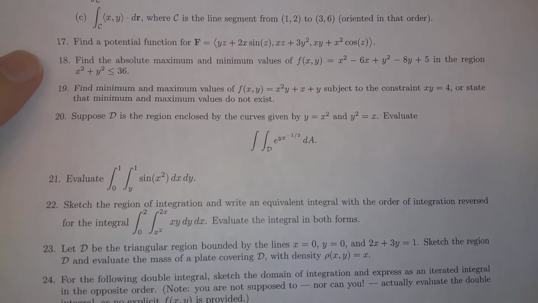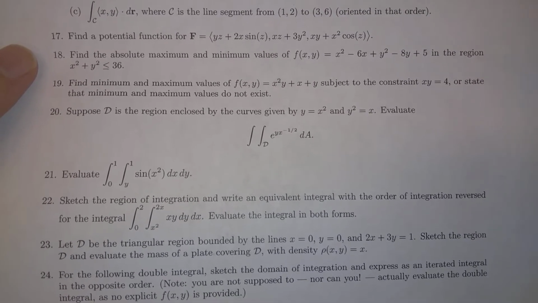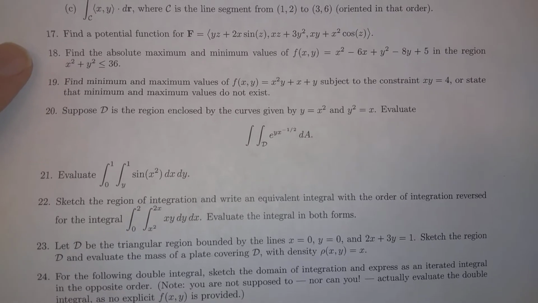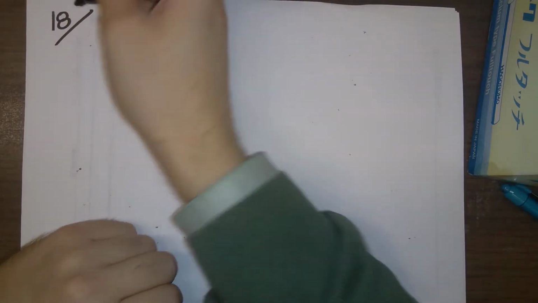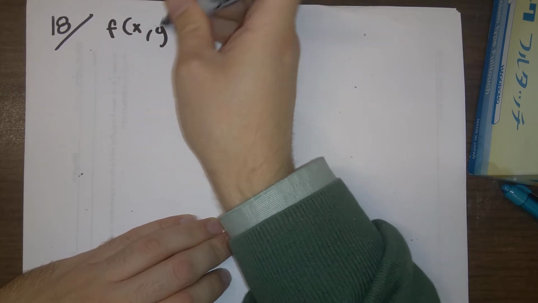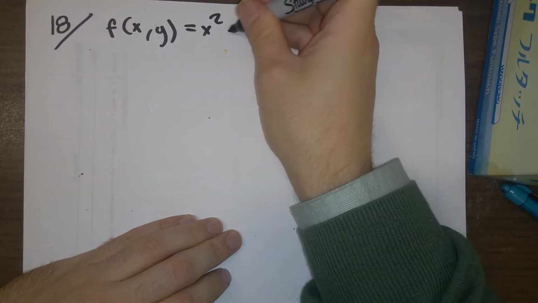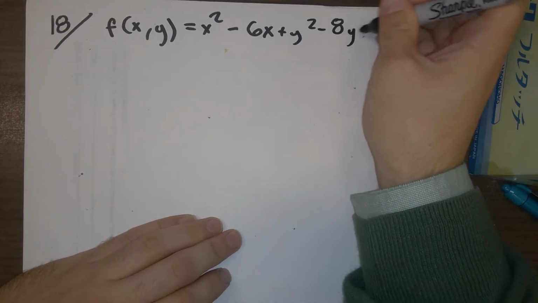Let's take a look at problem number 18. Find the absolute maximum and minimum values of this function f of x, y in the given region, x squared plus y squared is less than or equal to 36. So this is a crossover problem. It is connecting together ideas from 14.6 and 14.7.